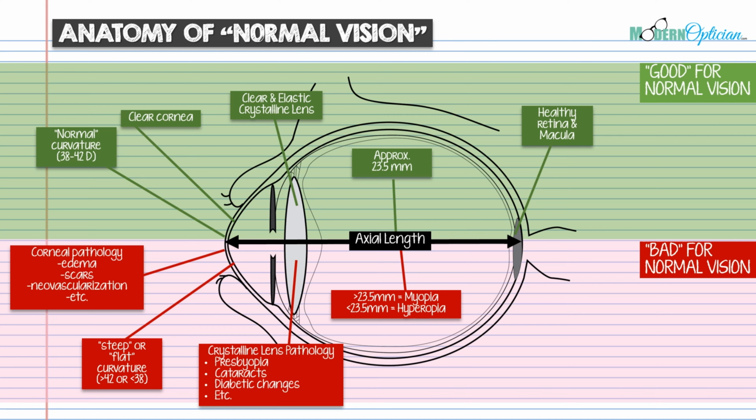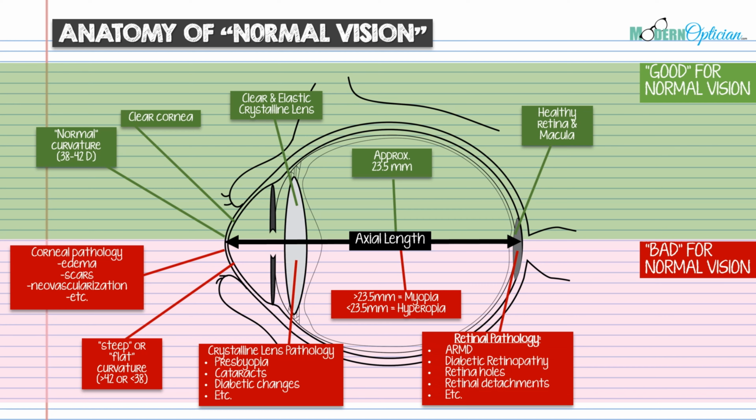How about the retina? Healthy retina, healthy macula. This is where all the visual processing takes place. So normal vision assumes that there are no retinal pathologies. However, we know as opticians that retinal pathology is very common, and there are so many different types that can affect the status of normal vision.